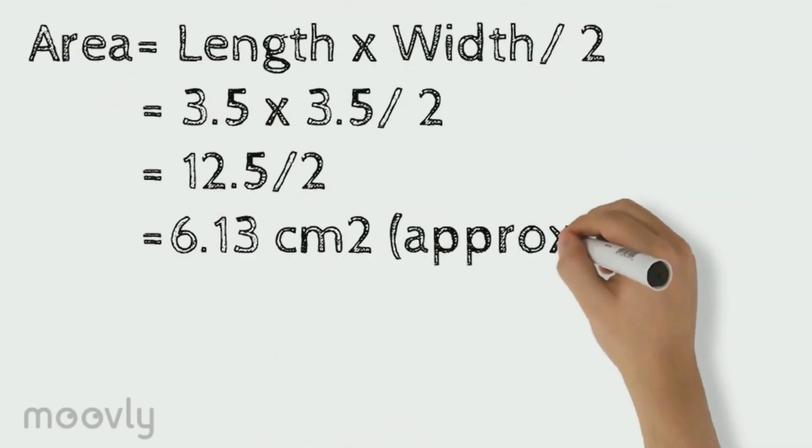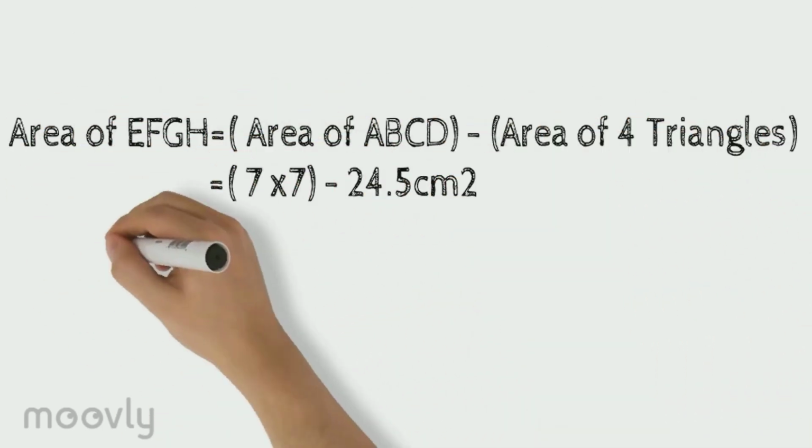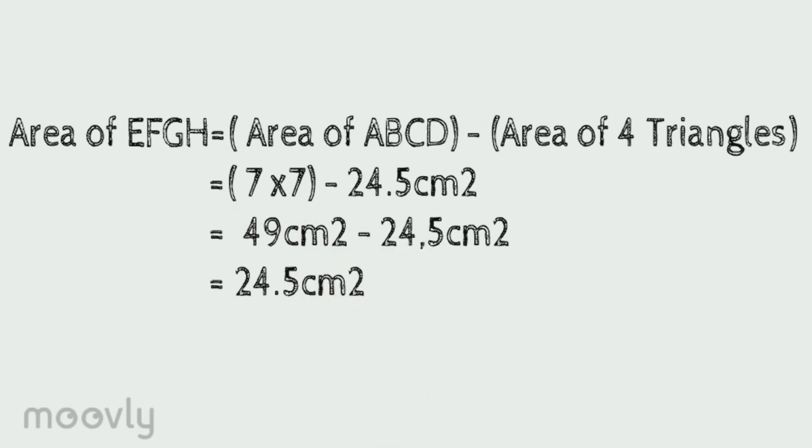The formula for the area of a triangle is length times width divided by 2. So 3.5 times 3.5 is 12.25, and 12.25 divided by 2 equals approximately 6.13 centimeters squared. We now have the area of one of the triangles. We're going to multiply this by 4 to get the area of the four triangles. So 6.13 times 4 is 24.5. And now that we have all that information, we can simply subtract the area of the four triangles from the total area. So the area of ABCD is 49 centimeters squared, and 49 minus 24.5 is 24.5 centimeters squared. Therefore, the area of EFGH is 24.5 centimeters squared.